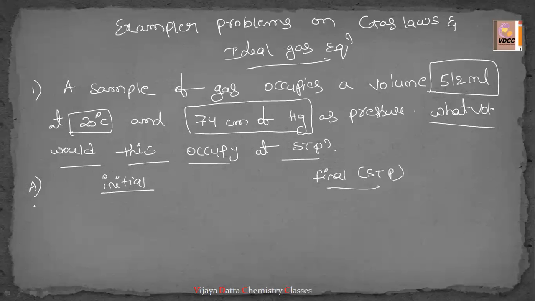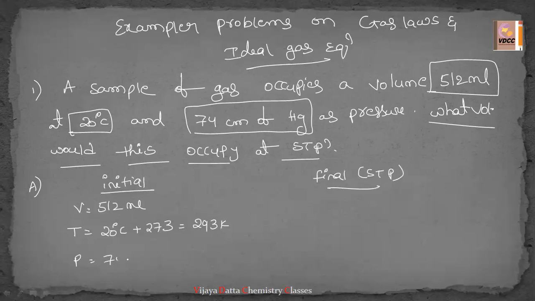So in the initial state, what is the volume given? 512 ml is the volume. Temperature is 20 degrees Celsius, but we have to convert this into Kelvin. So I am adding 273, then it is 293 Kelvin. Volume, temperature. Now come to the pressure.